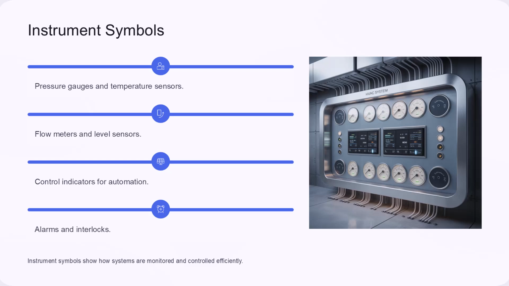These symbols represent the eyes and ears of a hotel utility system. They make monitoring efficient and accurate. Instruments are vital for safety compliance and system optimization. Understanding their symbols is key to interpreting P&IDs correctly.